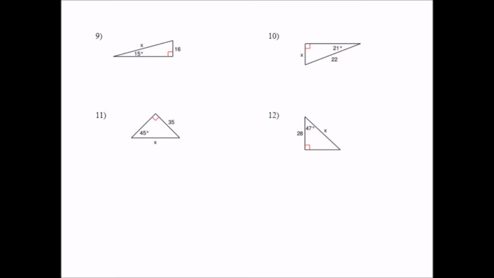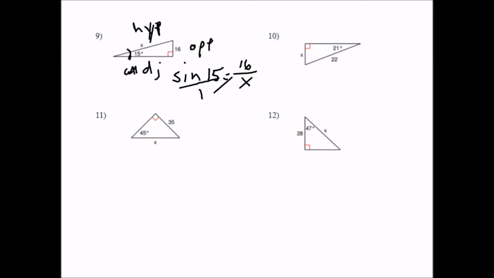All right, number 9, kind of similar situation. Here's our reference angle, 15. Opposite the 90-degree angle is hypotenuse. Across from the 15 degrees is opposite. Now the sides that are labeled for us are opposite and hypotenuse. So sine uses opposite and hypotenuse. So sine of 15 is the opposite 16 over hypotenuse x.